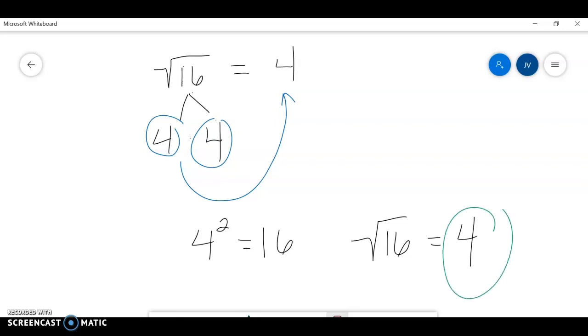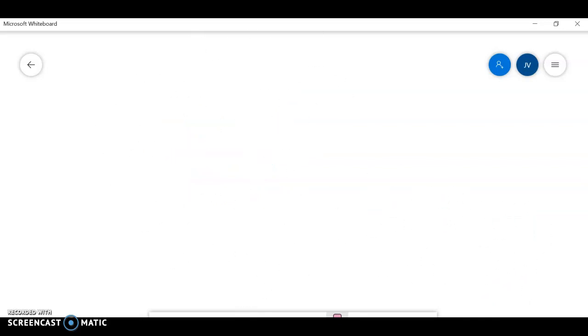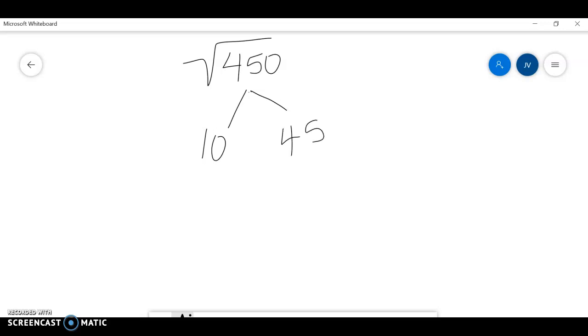So let's take a look at an example that doesn't simplify quite like that. Let's try the square root of 450. If I factor this out, I can start with any two numbers that I know factor to 450. Since I see that it ends with a 0, I like to do 10 times 45. From there, these numbers factor even further.